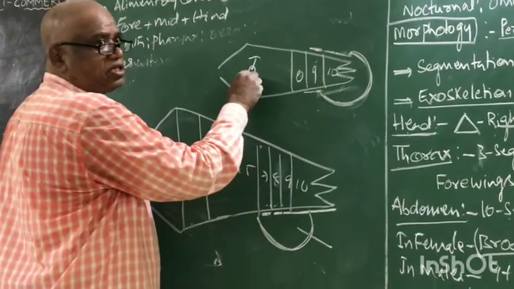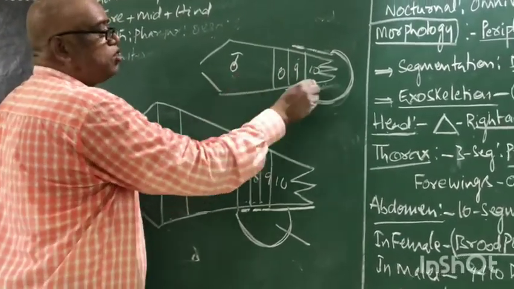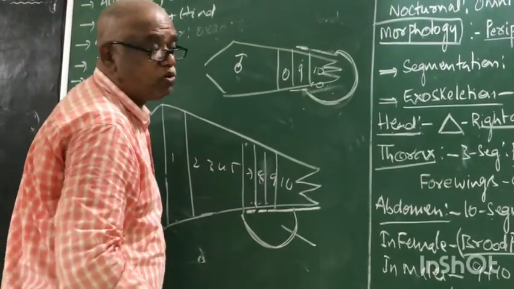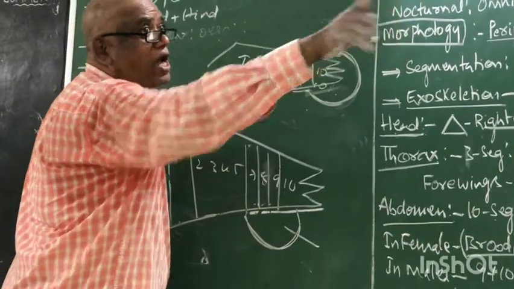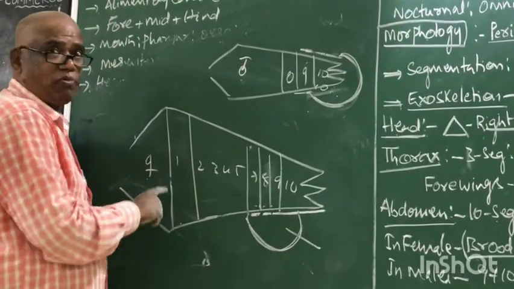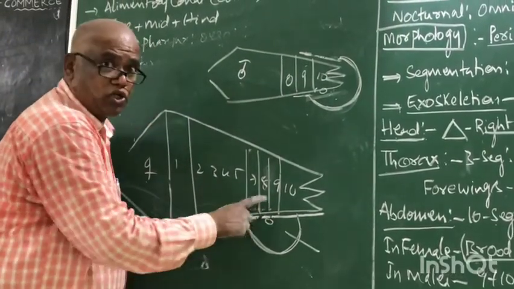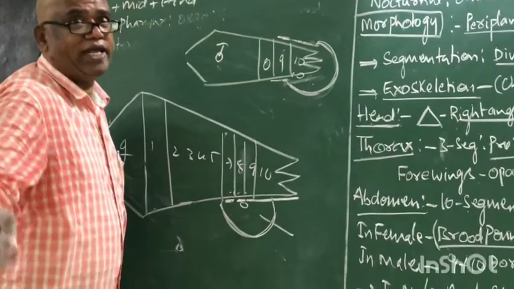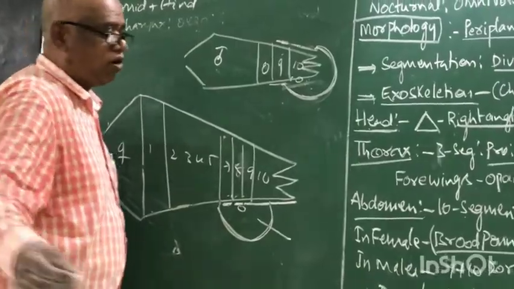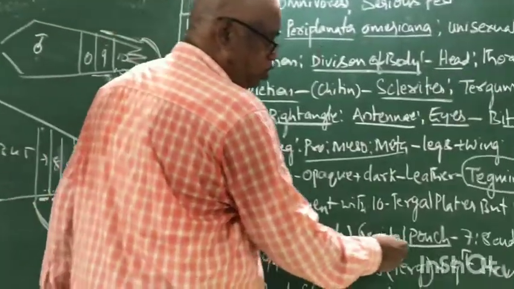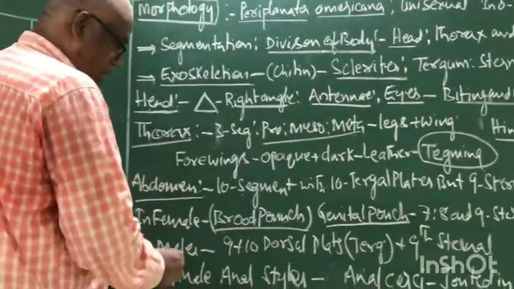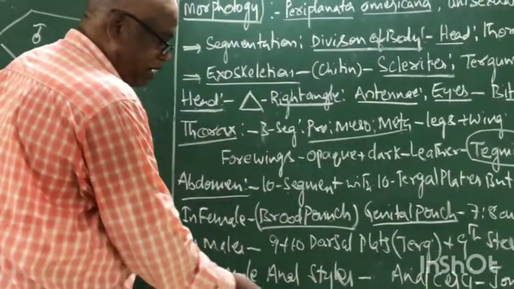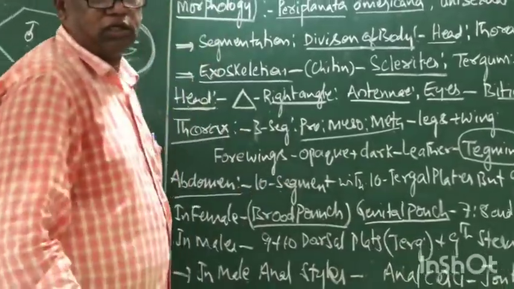What is the sex? Male. The male genital pouch opens into the brood pouch, but does not open directly into the atmosphere. What is the sex? Female. The female genital pouch opens into the genital pouch, but does not open into the exterior. Now in males, 9th and 8th dorsal plates develop. In males, anal styles are already present.